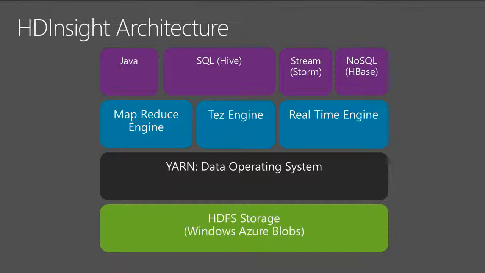On top of the HDFS storage, we have the Yarn data operating system, which enables you to run multiple engines. So there's a MapReduce engine, the traditional MapReduce engine. There's a Tez engine. I'm going to talk about Tez in the next few slides. And there's a real-time engine. MapReduce engine allows you to run Java MapReduce jobs. If you know SQL, you can run Hive jobs on either MapReduce or on Tez. And we also provide streaming jobs like Storm, and you can run high transaction using a NoSQL database called HBase. So these are a few technologies that we give you as part of HDInsight, and that comes out of the box and you get support for.